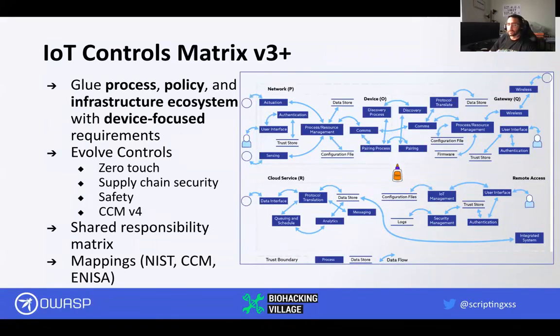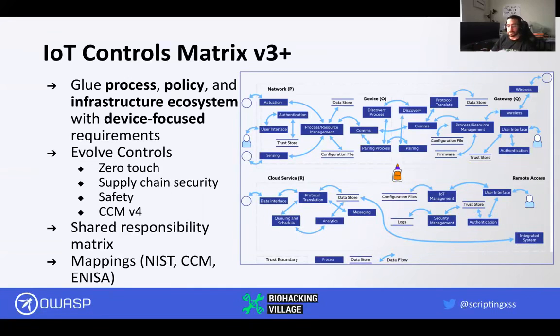So how we're evolving the IoT controls matrix is we want to glue the process, policy, infrastructure, and ecosystem controls with the device itself. And a part of that is the industry is changing. We have zero trust, zero touch provisioning, supply chain issues, I don't want to say at its height, but it is up there and it is on top of everyone's minds, especially in 2021 and the day of remote working now. Right, and people are sending these appliances in their networks and these IoT devices, and they're just connecting to corporate environments, and managing the whole complexities that come with that.